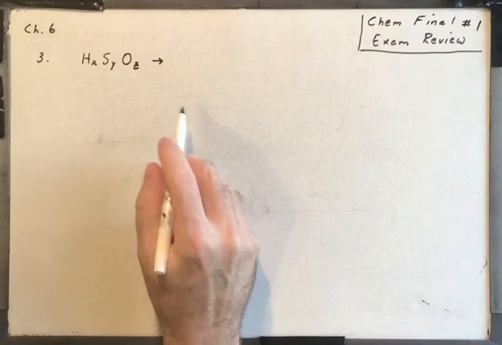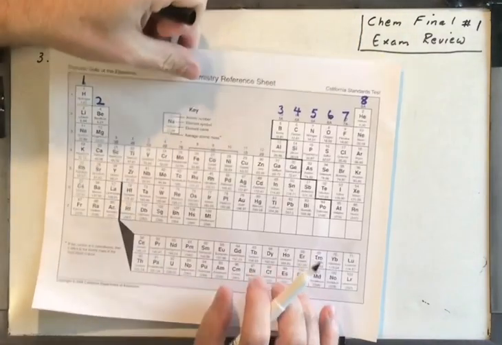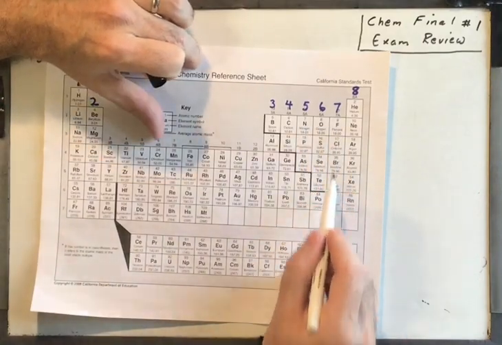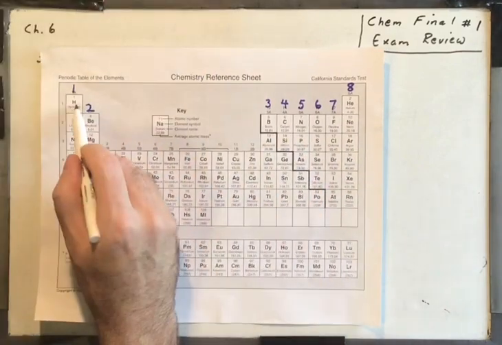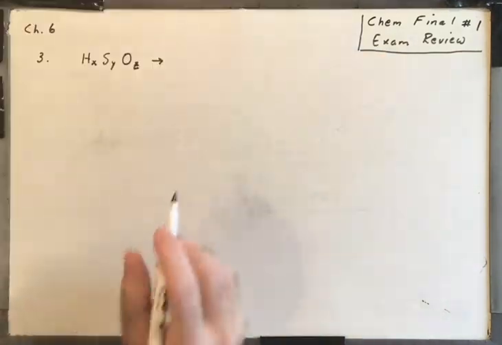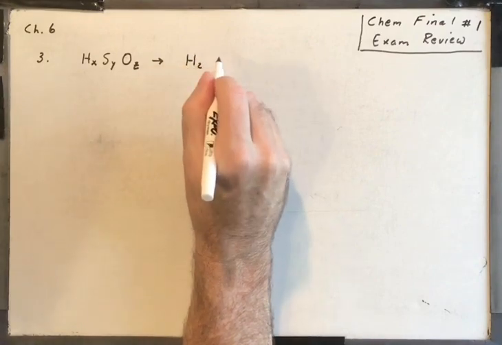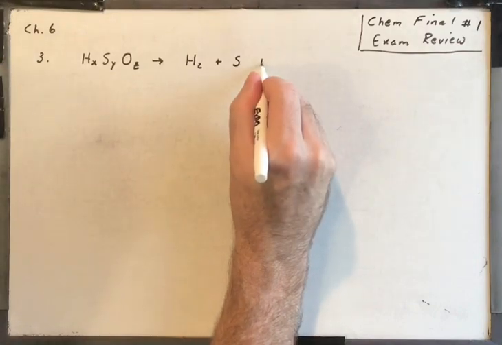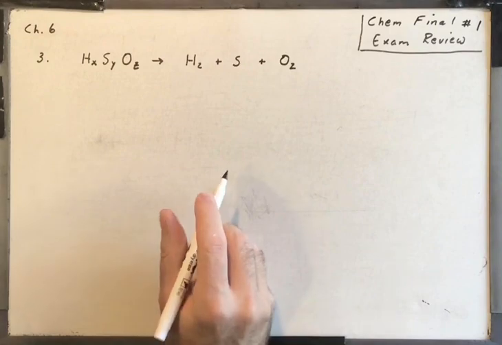So that's going to decompose. Hydrogen is a homonuclear diatomic, right? For the homonuclear diatomics, there's the 7 that starts with nitrogen, and also hydrogen. So that exists in nature as H2. Sulfur is not part of the homonuclear diatomics, so just put S. And then oxygen is, so that's O2.